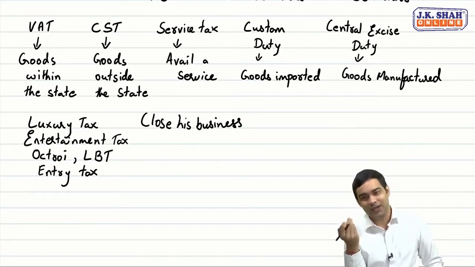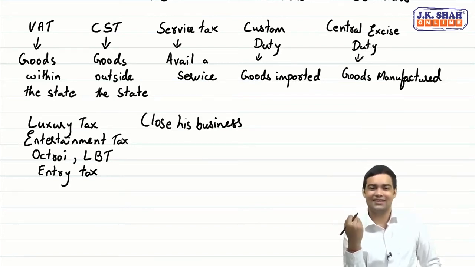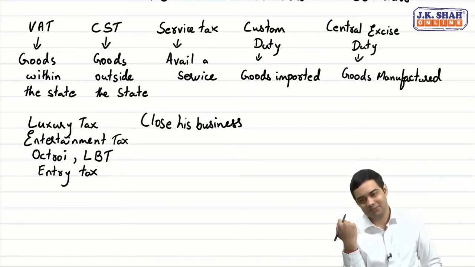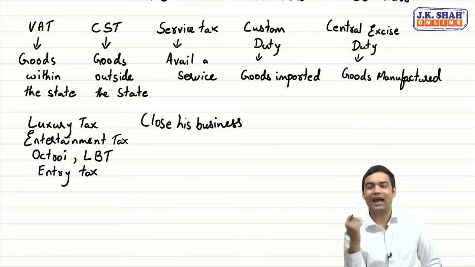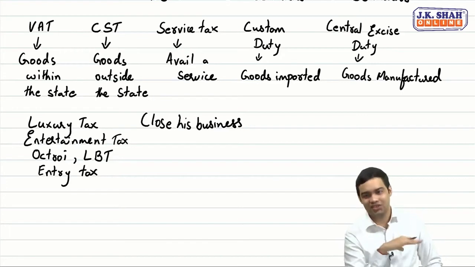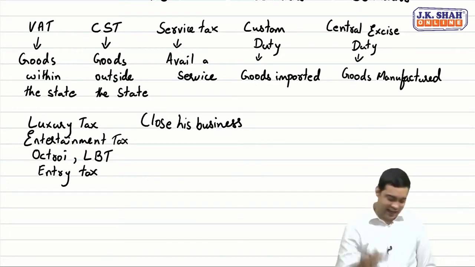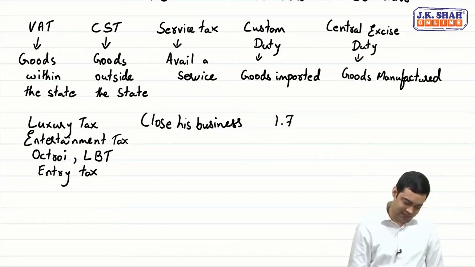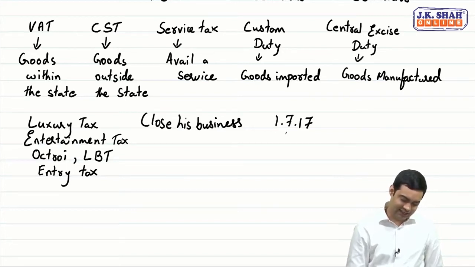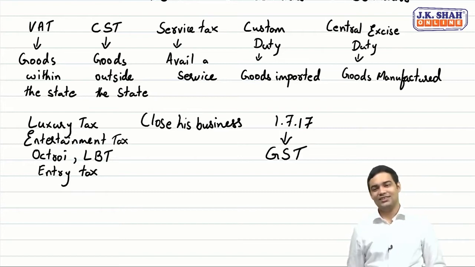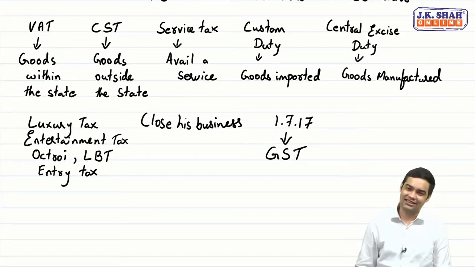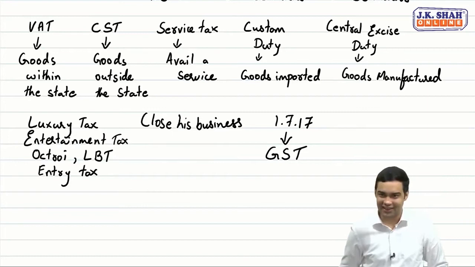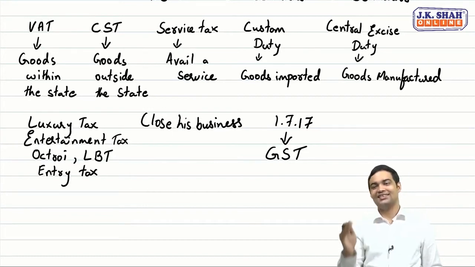Now, to help persons like Mr. A and other persons who are in industry or who are involved in business, government has removed this structure of multiple taxes, and on 1/7/2017 they introduced a tax known as goods and service tax. You can get it from the name, goods and service tax.